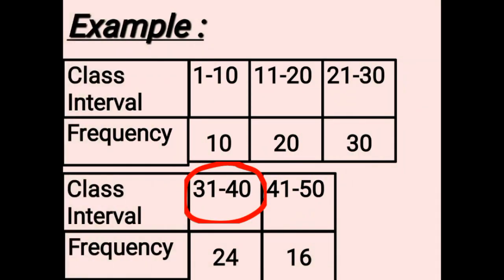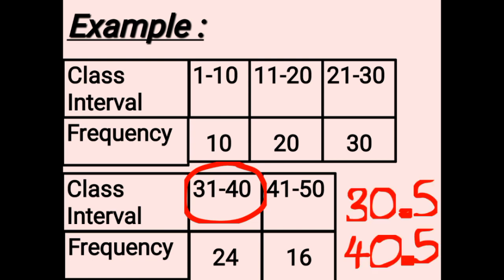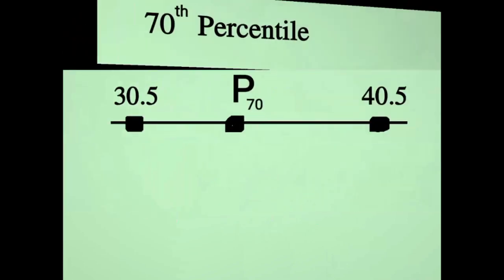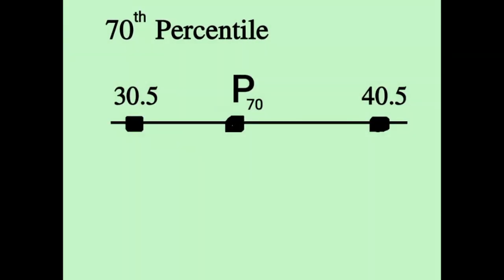The 70th data value falls into this class interval. Now, before using interpolation, let's find the class boundaries of this class interval. Here the data has gaps and hence the class boundaries are 30.5 and 40.5. Now let's calculate the 70th percentile using interpolation. The endpoints at the top of the line represent the class boundaries in which the 70th percentile, or P70, falls into. In this case, 30.5 and 40.5.